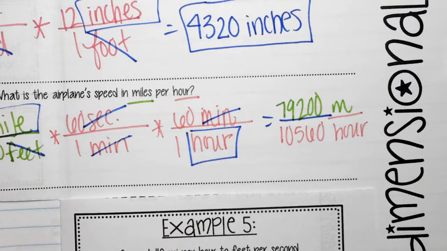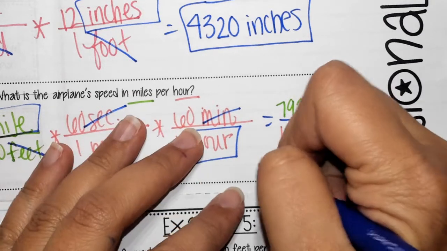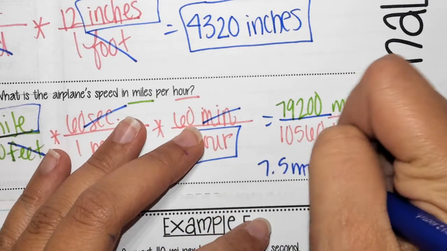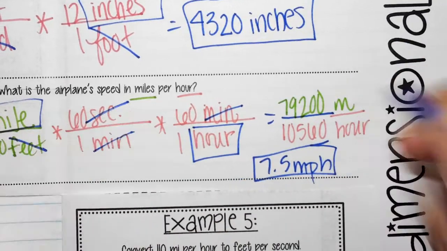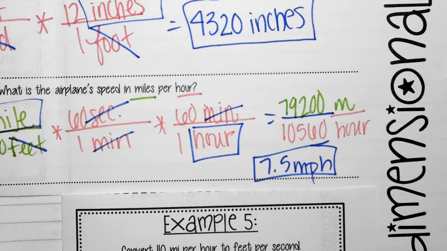All right, now what do we do? What do we do with those two numbers? You divide, and you get 7.5. You get 7.5 miles per hour. So that means you're going to drive 7.5 miles in an hour.